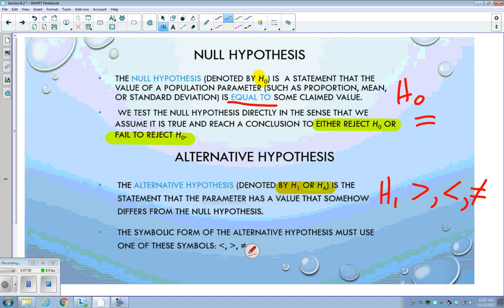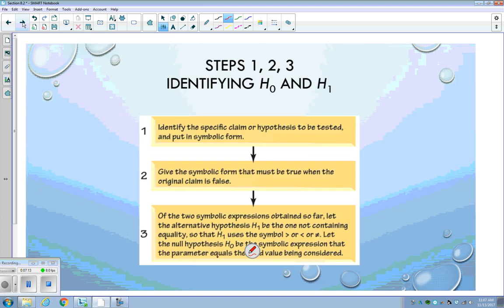There's the or equals to part. Okay? So here are some steps. The first thing we do is identify the specific claim or the hypothesis. And right then and there, we're going to write it in symbolic form, meaning that P is equal to 0.50. That was our symbolic form.